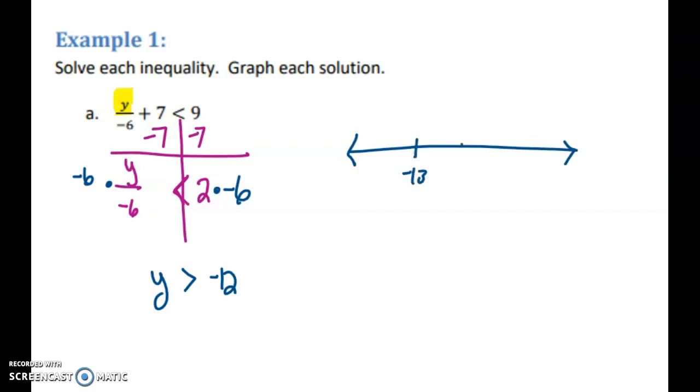Now we should be getting pretty good at graphing, so I'm not going to necessarily graph every single one right now. But let's go ahead and do a couple together. So we're going to have an open circle at -12. It stays open because greater than is an open circle. And greater than points to the right because numbers that are larger than -12 are to the right of it on a number line.